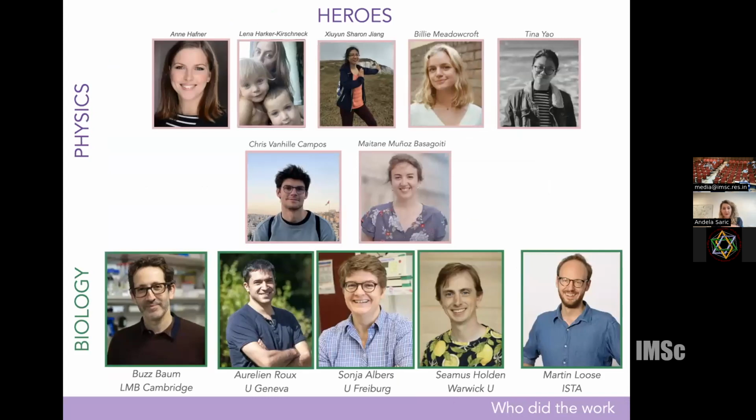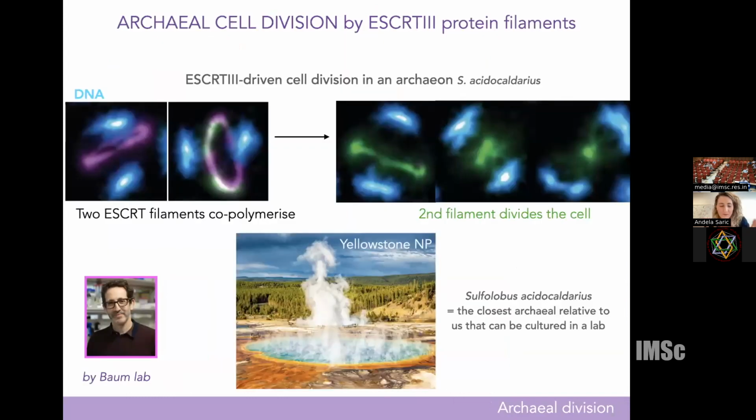So let me first speak about archaeal cell division by this escort filament. The name is a bit funny, escort, but for our purpose it is a protein filament. What Buzz managed to do in his lab in Cambridge is grow the closest archaeal relative to our cells that can be cultured in the lab. It's called Sulfolobus, and it comes from Yellowstone National Park. It lives at about pH 2, temperature of 80 Celsius. So it's an extremophile. It took them a couple of years to build a microscope that can live image these cells. And this is what he got.